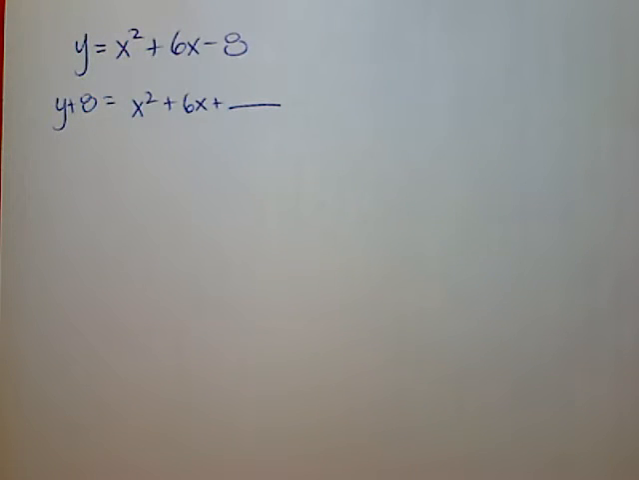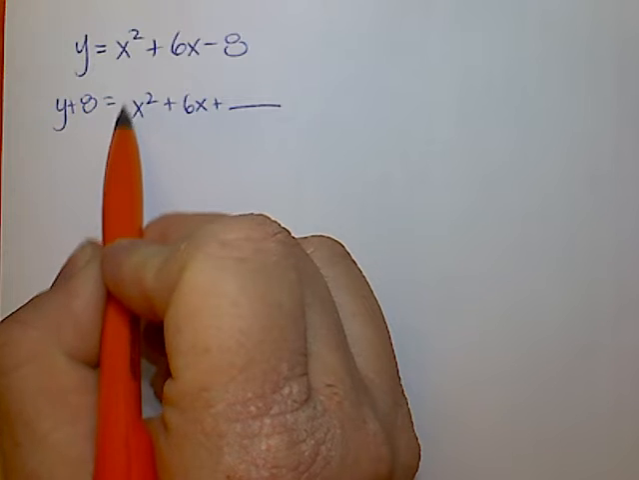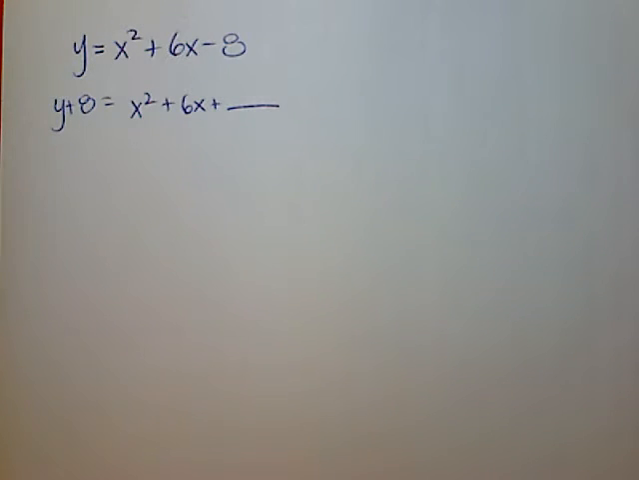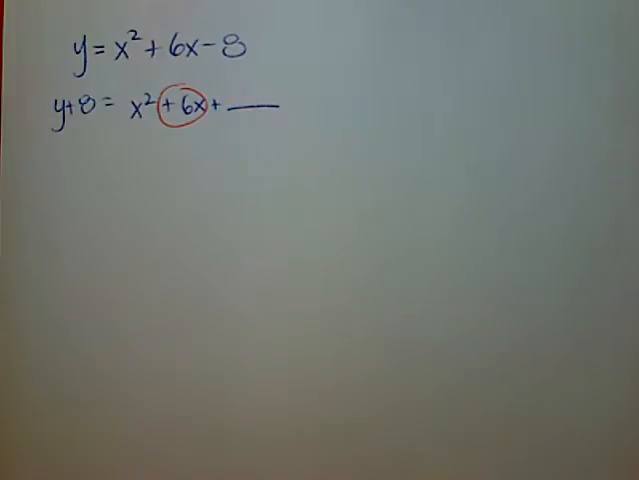Now the great thing about this particular problem is the number in front of the x squared, the leading coefficient, is 1. So I don't have to factor anything out. Well, what do we do when we don't have to factor anything out? I'm going to circle the b.